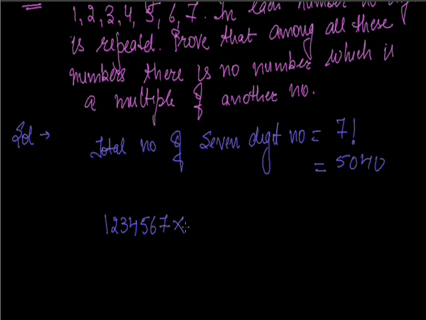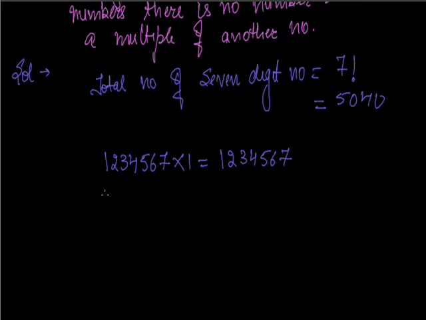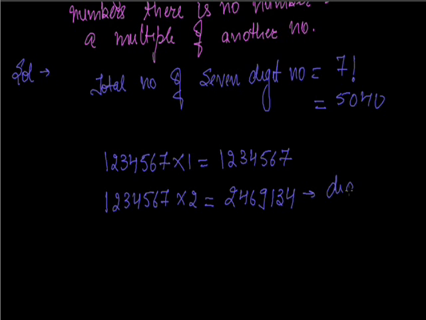If we multiply this number by 1, it will give the same number. No other number is formed, so we cannot find this number. So next we will multiply this number by 2. When we multiply 1234567 by 2, it comes to 2469134. In this, what will we see? We see that digit 4 is repeated.